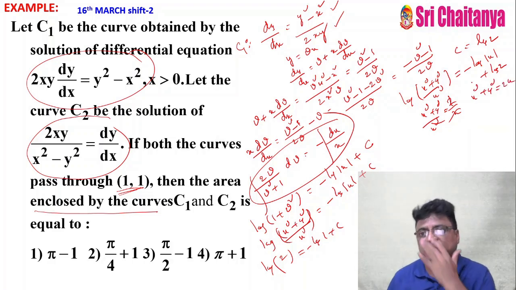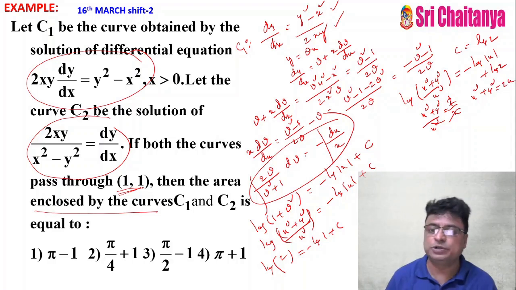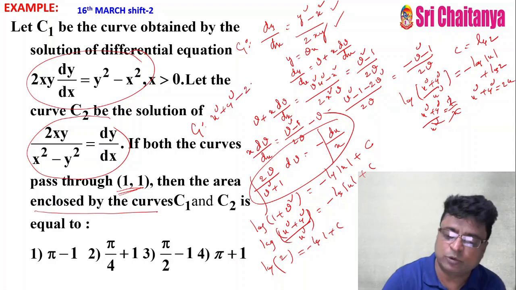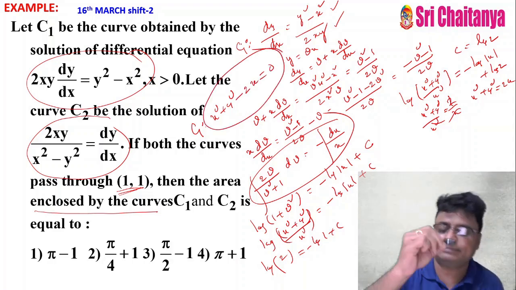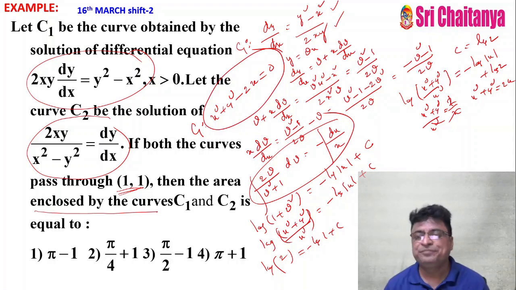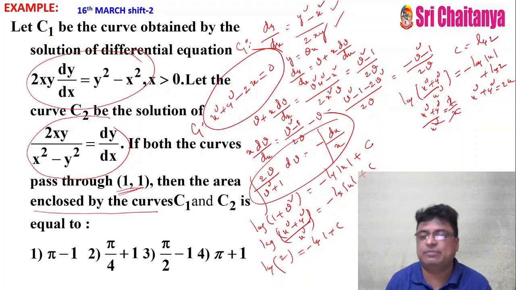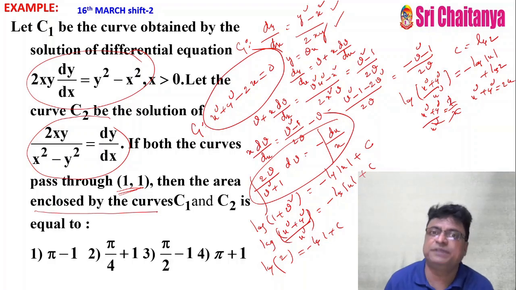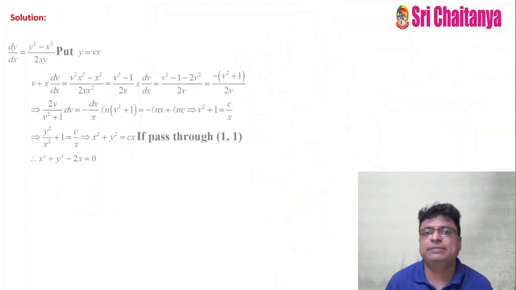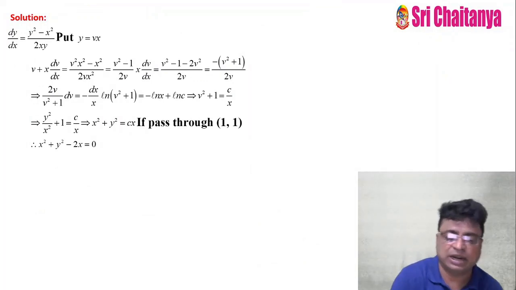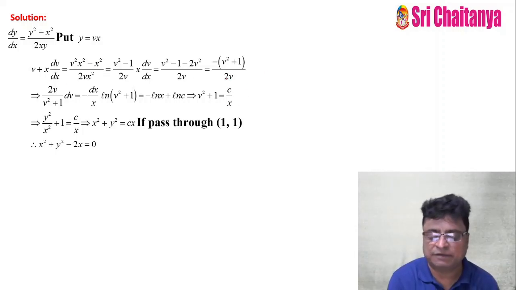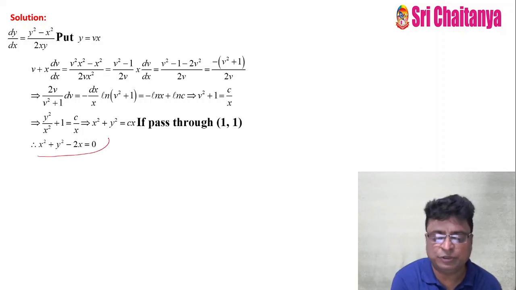So after solving the entire equation, the solution of the first differential equation, that is my C1, is x square plus y square minus 2x is equal to 0. This is my C1. Okay, so this is the only thing. It takes time also. But they asked this question in 16th March shift 2. See the steps here once again. The same things I have solved now, they have mentioned. So put y equal to Vx, substitute, and after substitution and everything, you got this as your C1.